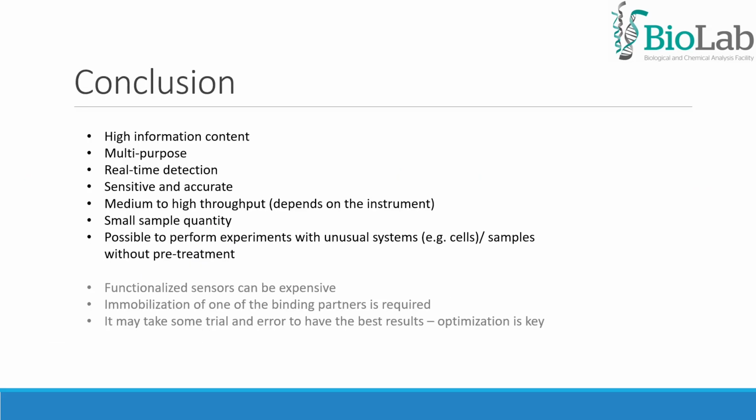In conclusion, we can say that MP-SPR is a method that provides high information content when compared to other methods such as ITC and MST, and is multipurpose. As we saw, it has various applications in life sciences and material science, provides real-time detection, is sensitive and accurate, requires small sample quantity, can be medium to high throughput depending on the instrument, and gives you the possibility to perform experiments with unusual systems, for example cells or biological samples without pretreatment.